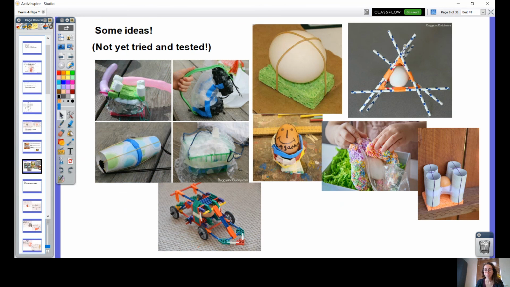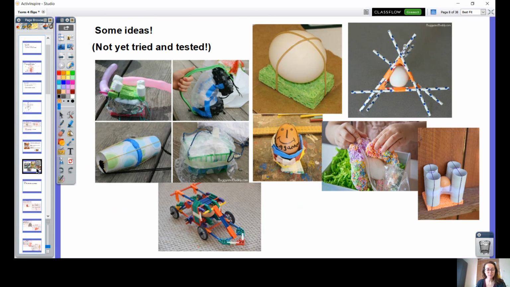Here you go. Now I haven't tested any of these ways of doing it. So some may work and some may not. So we need to be a little bit creative on this one. And think about how your egg is going to not break from 1 metre. It's quite high, isn't it?